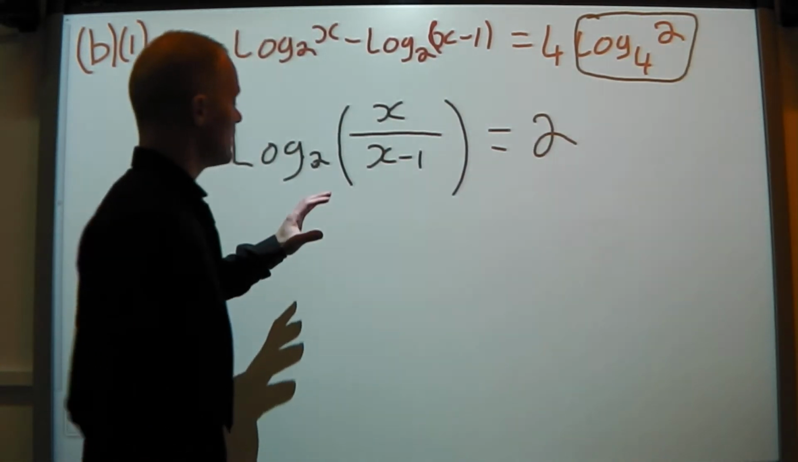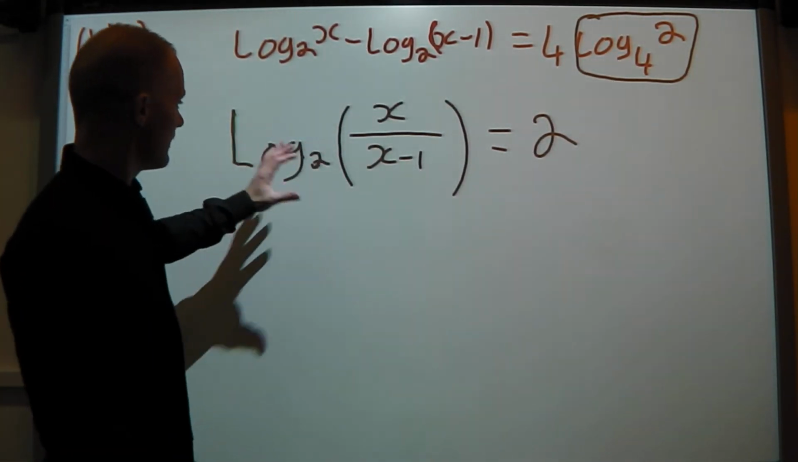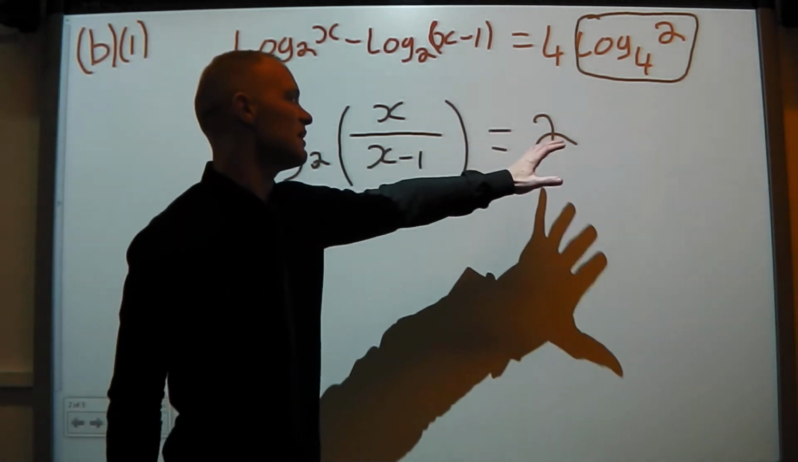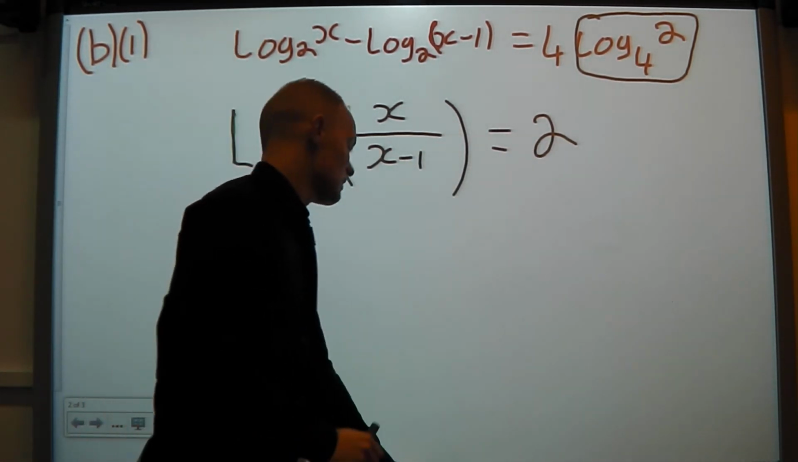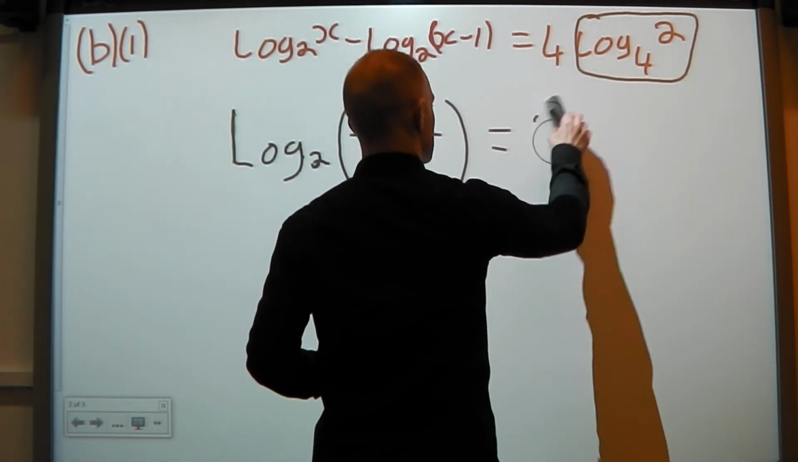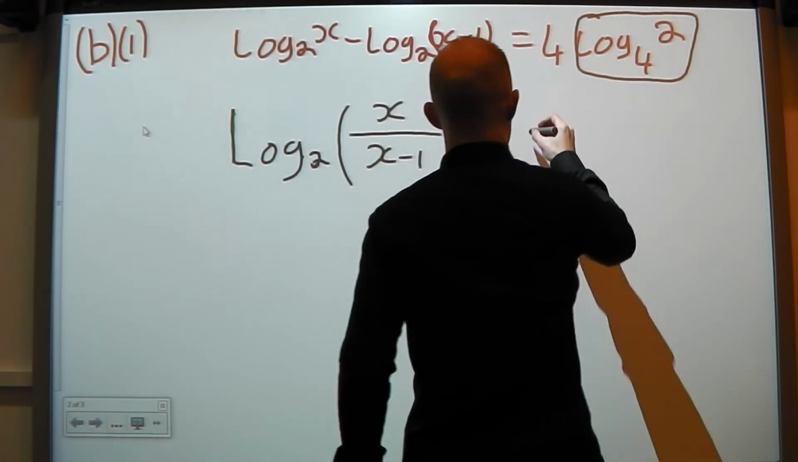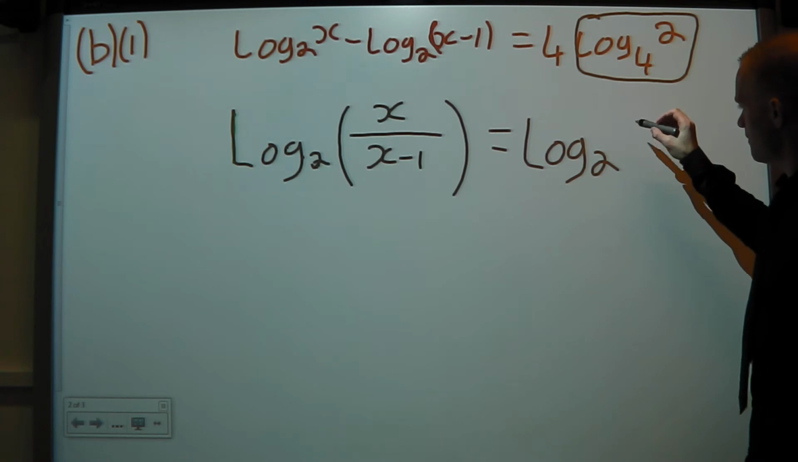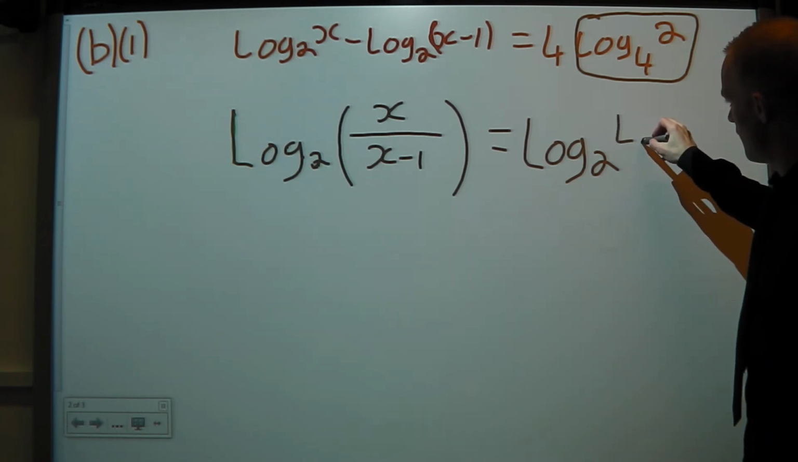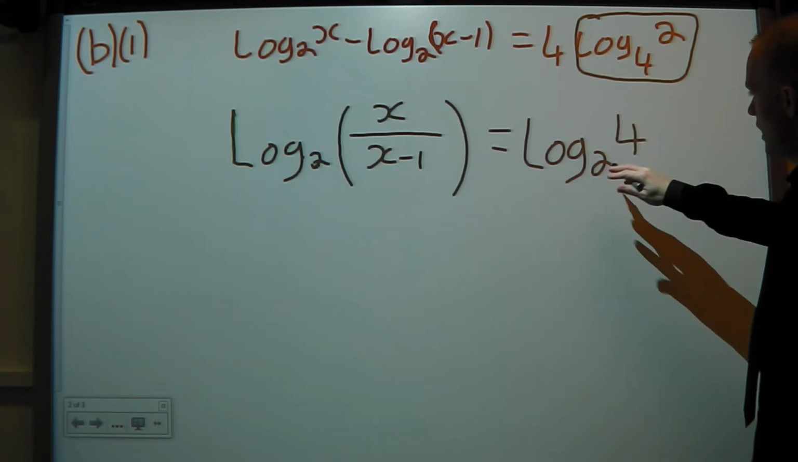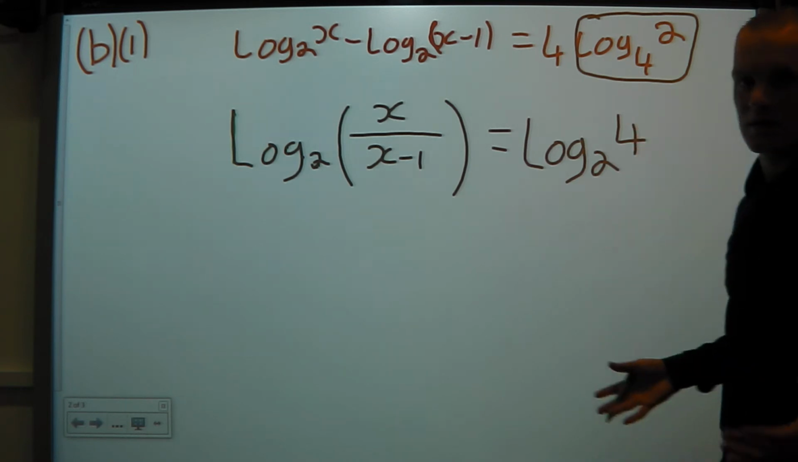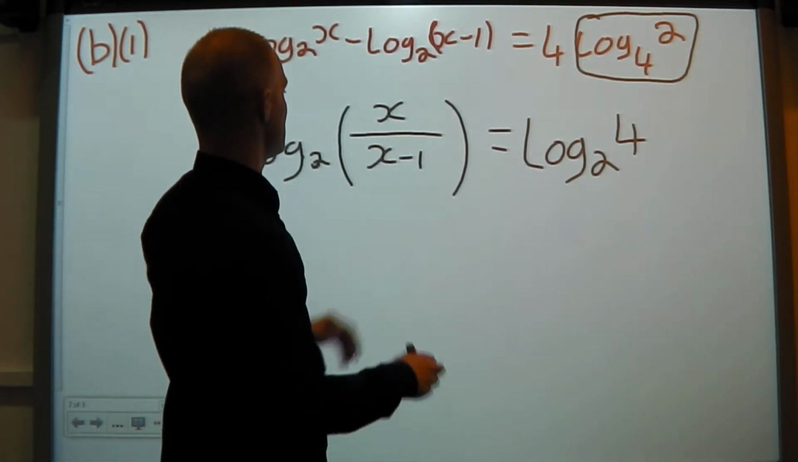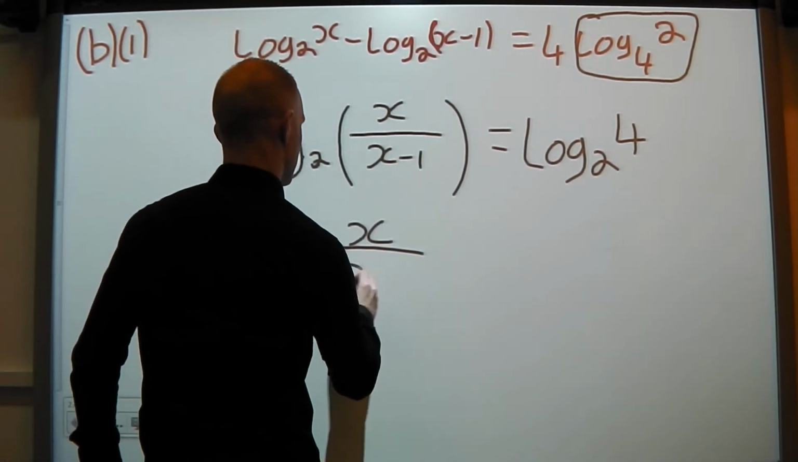Now, we also want to get this in the same form. We have log base 2 on the left hand side, so we want to get log to the base 2 on the right hand side. So we write 2 and something, log to the base 2 of 4, because 2 squared is equal to 4. So that's straightforward. So that means that x all over x minus 1 is equal to 4.